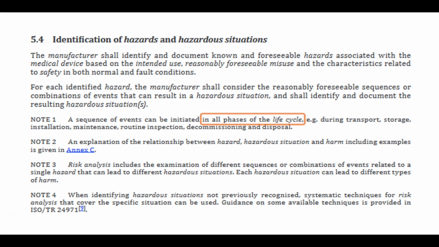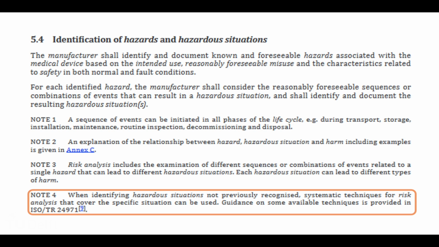But to do so, we must first understand what hazards, hazardous situations and harms are. Note 4 refers to ISO TR 24971 for an explanation, and we'll briefly illustrate these concepts next. Let's start at the end first.